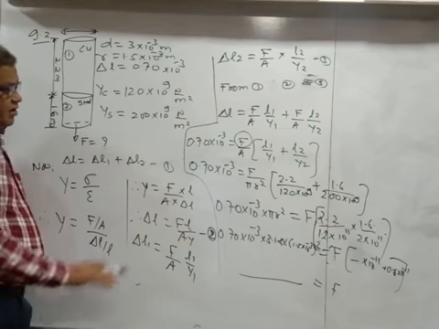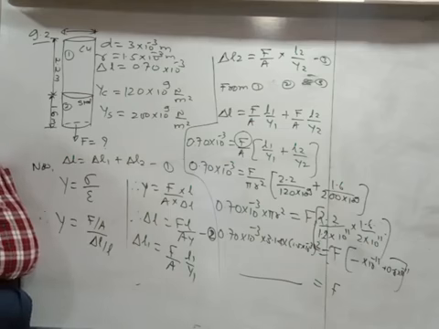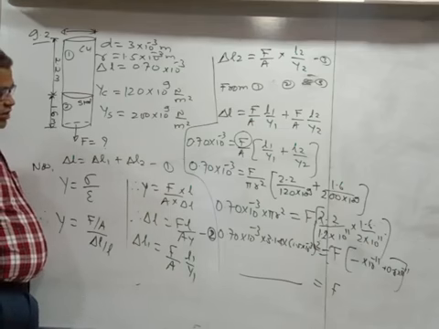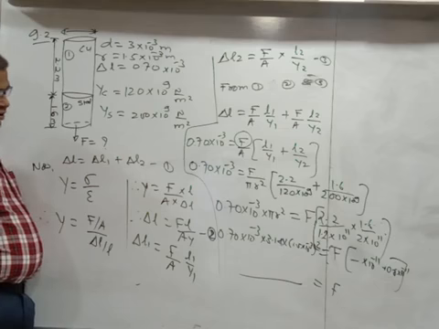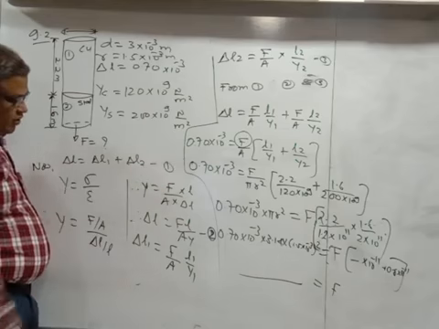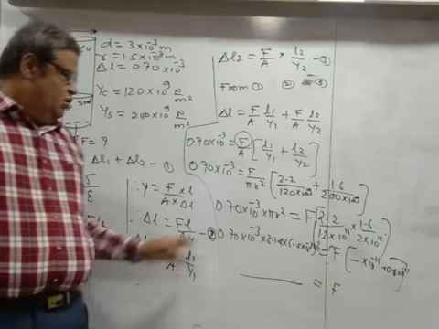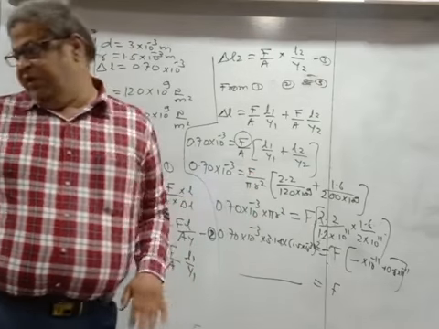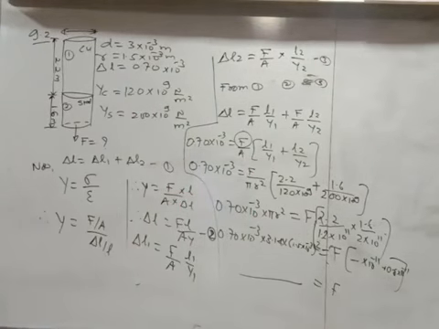Now delta L1 and delta L2 from equation number 1, 2 and 3. So delta L is equal to f upon a into, we can say, L1 upon y1 plus L2 upon y2. So put the value of f, all the things except f, and find out the value of f.